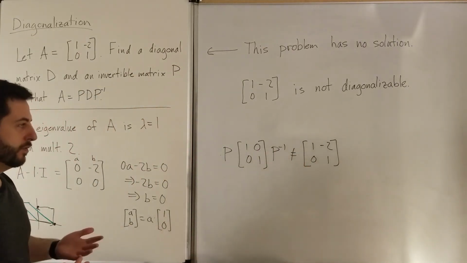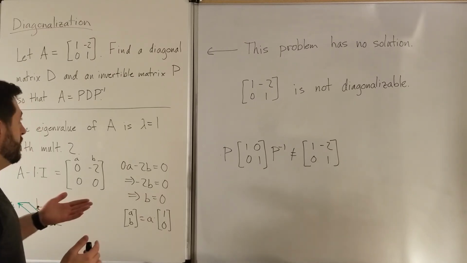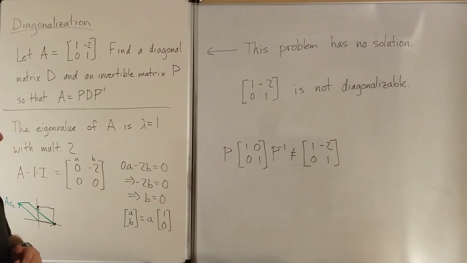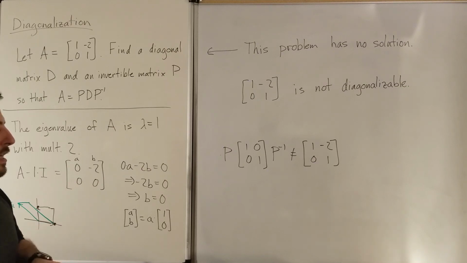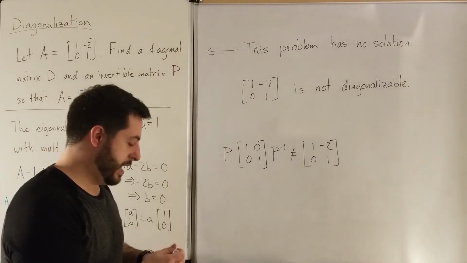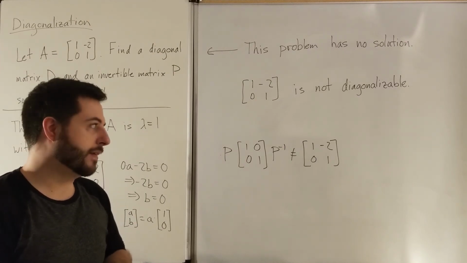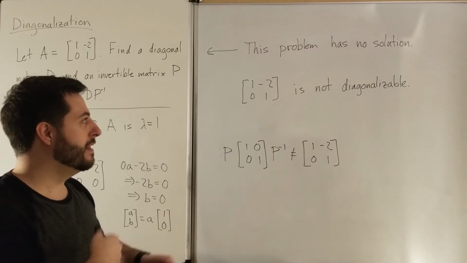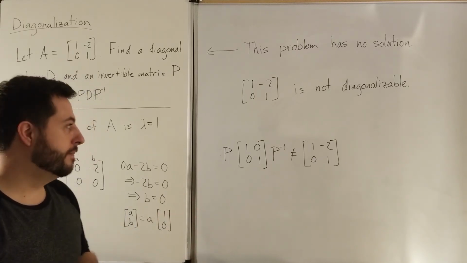And the general rule is that in order for something to be diagonalizable, you need the matrix to have enough eigenvectors to form a basis. So you need an n by n matrix to have n linearly independent eigenvectors. And it turns out that is exactly what you need. If you have that, then it is diagonalizable. If you don't have that, then it's not diagonalizable.